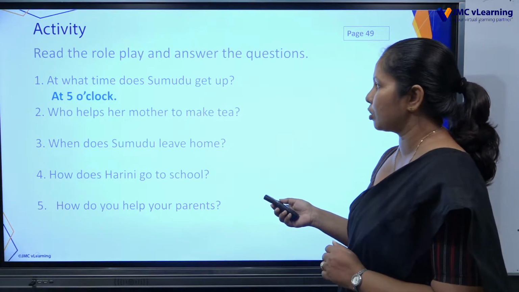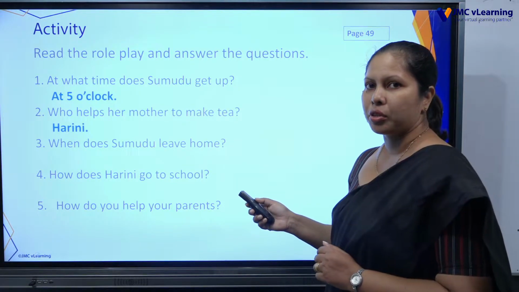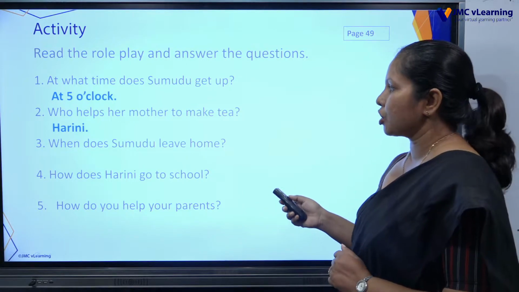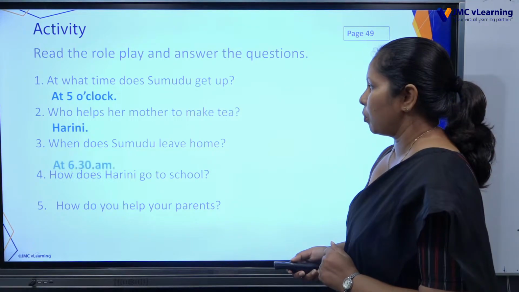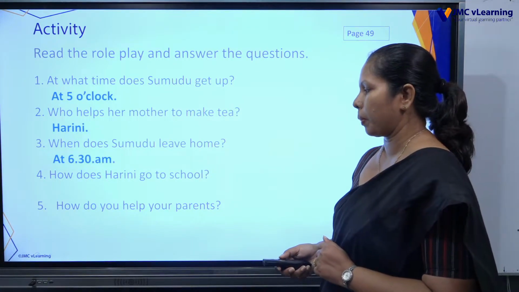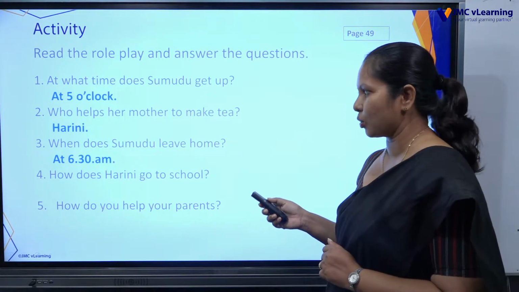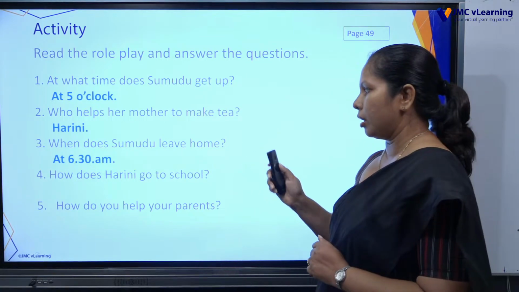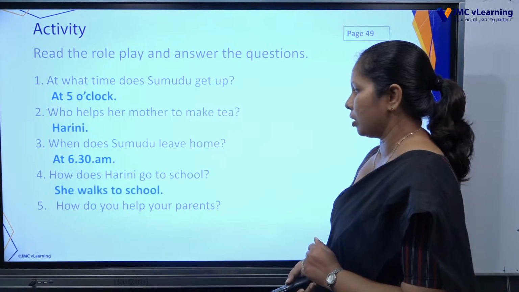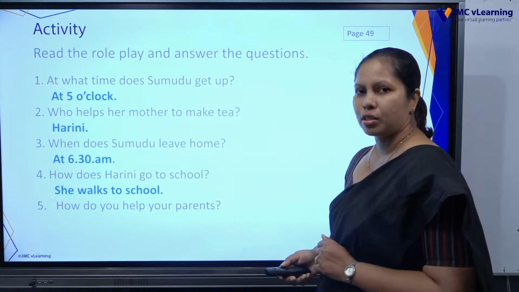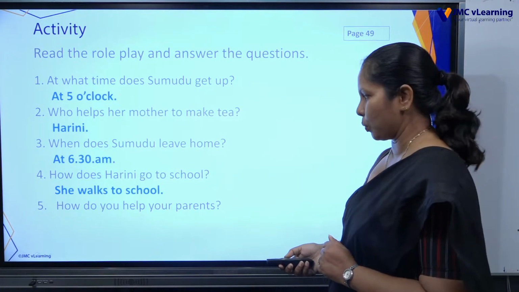Who helps her mother to make tea? Harini. Because Harini says in the role play that she helps her mother to make the tea in the morning. When does Sumudu leave home? It says that the school bus comes at 6:30. So that means Sumudu leaves home at 6:30. How does Harini go to school? She walks to school. At the end of the role play, Harini says that she walks to school.